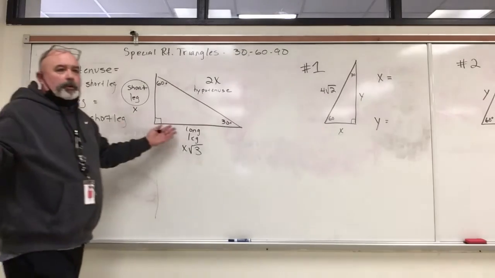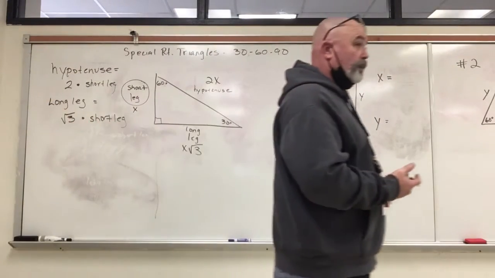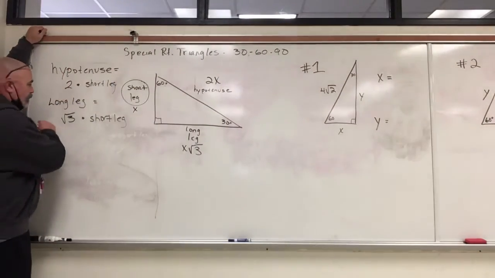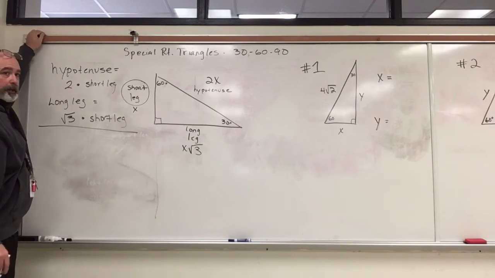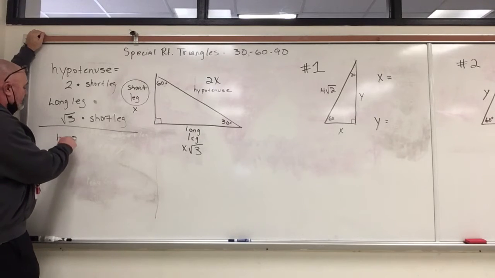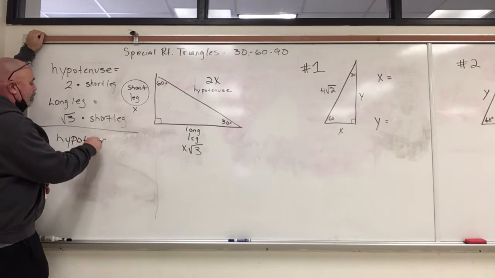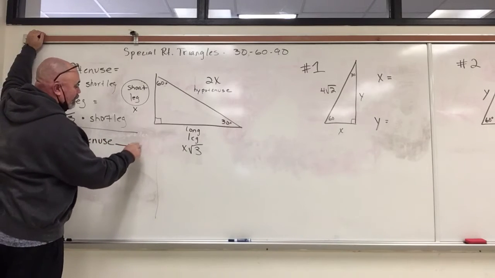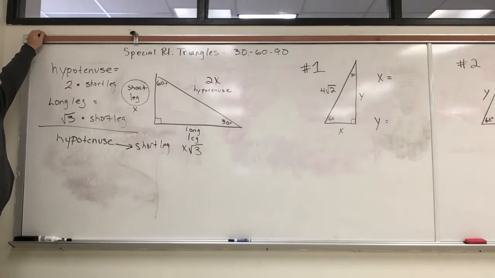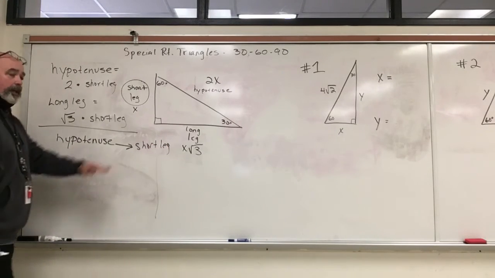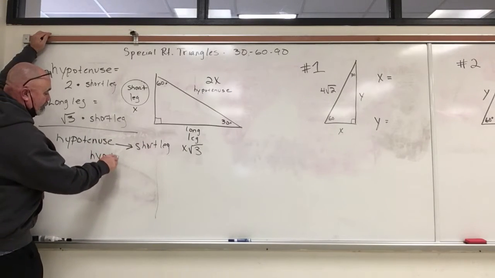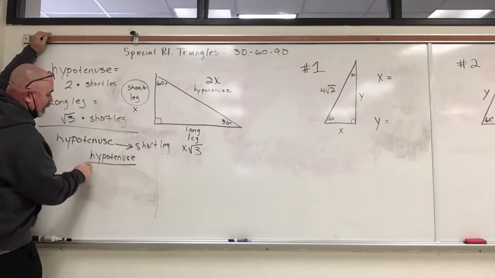Well, what if I don't have the short leg? Well, I have to find the short leg. Okay? And these are the formulas to find the short leg. So the previous ones are in case you have the short leg. If you don't have the short leg, say I'm given the hypotenuse and I want to find the short leg, because once you have the short leg, you can find the sides easy. If I'm given the hypotenuse and I need to find the short leg, I take the hypotenuse and I divide it by 2.